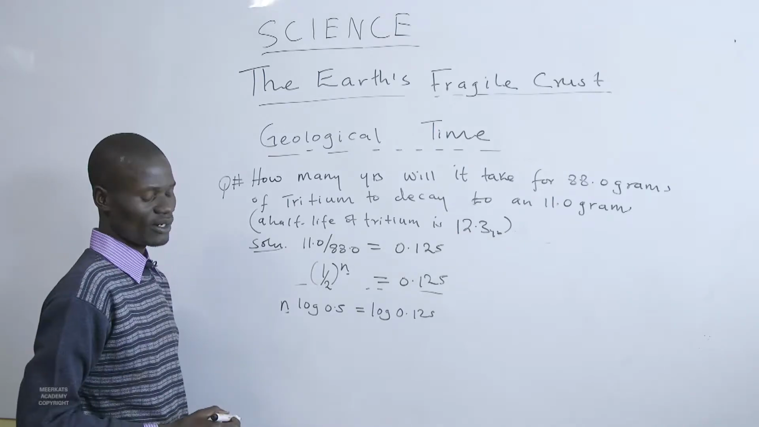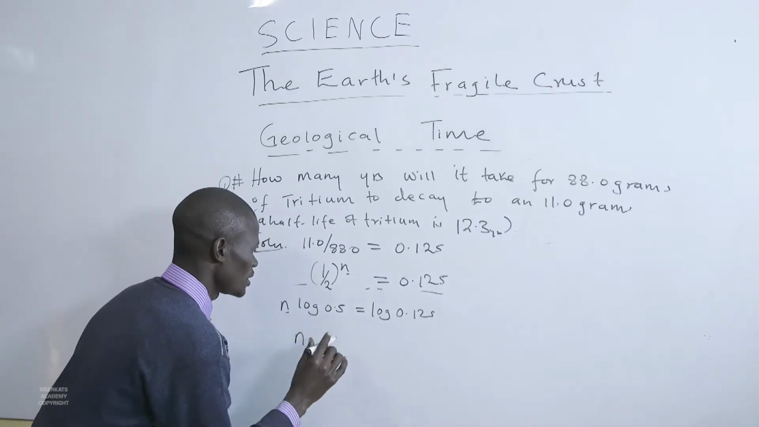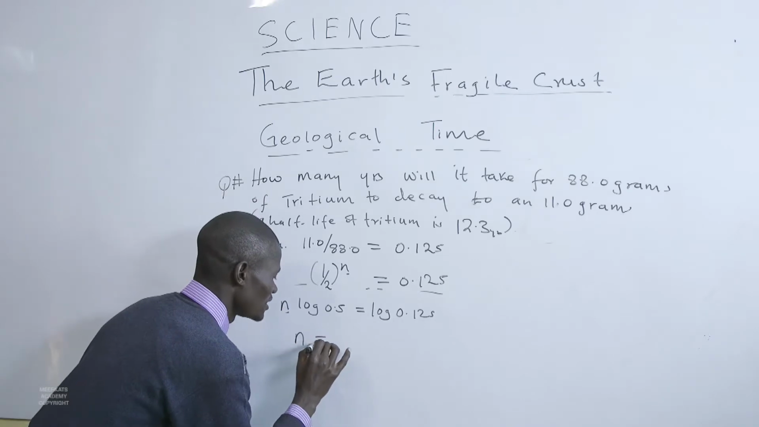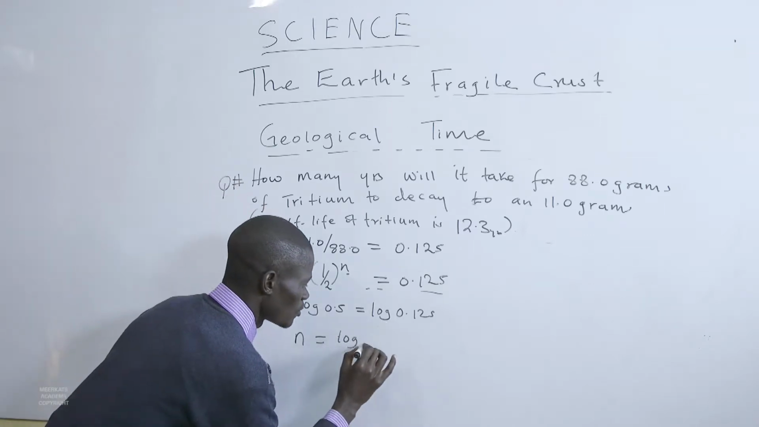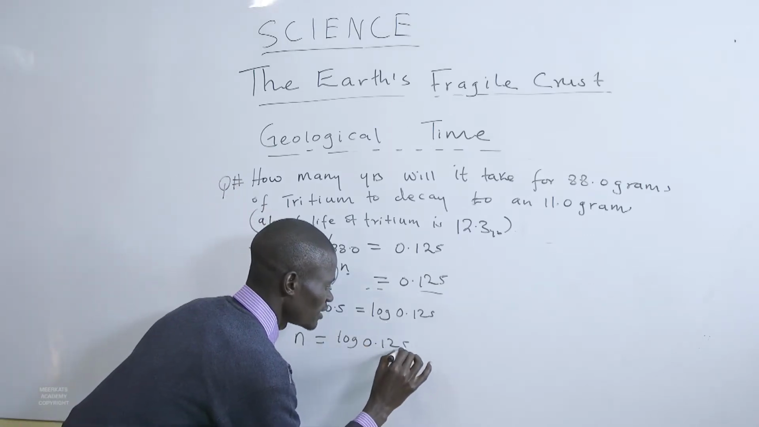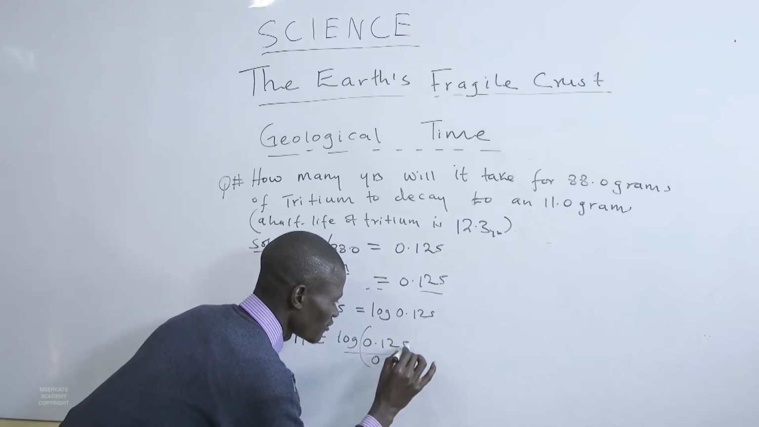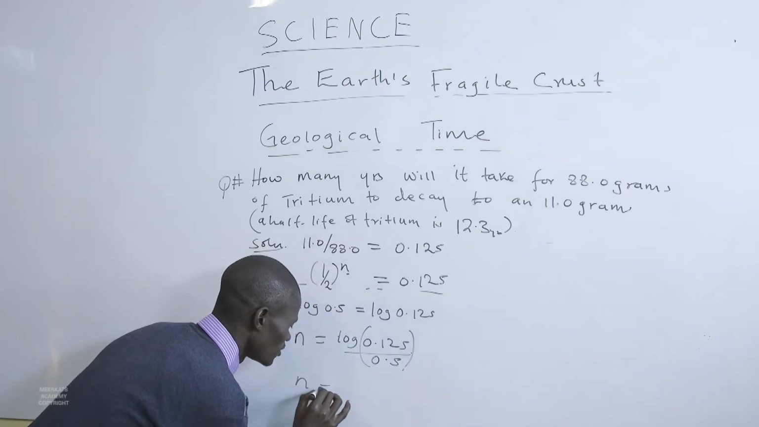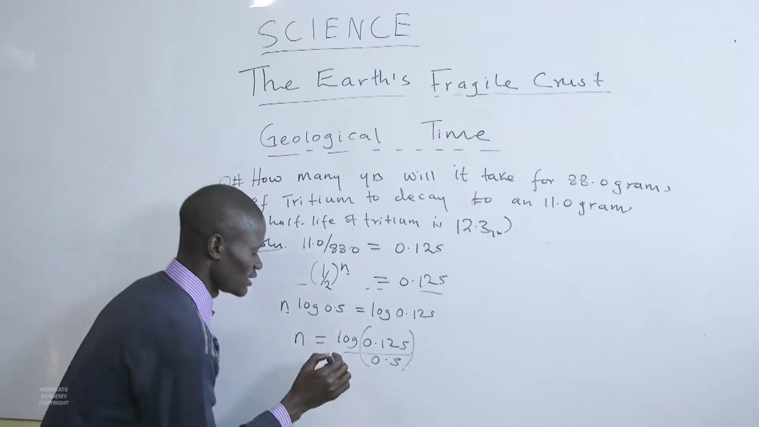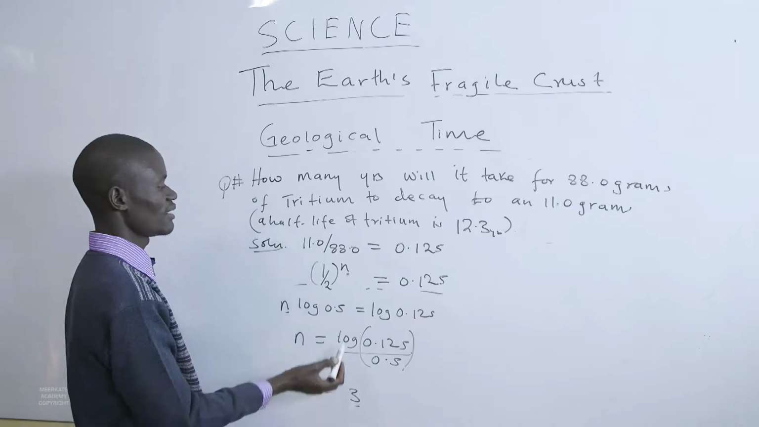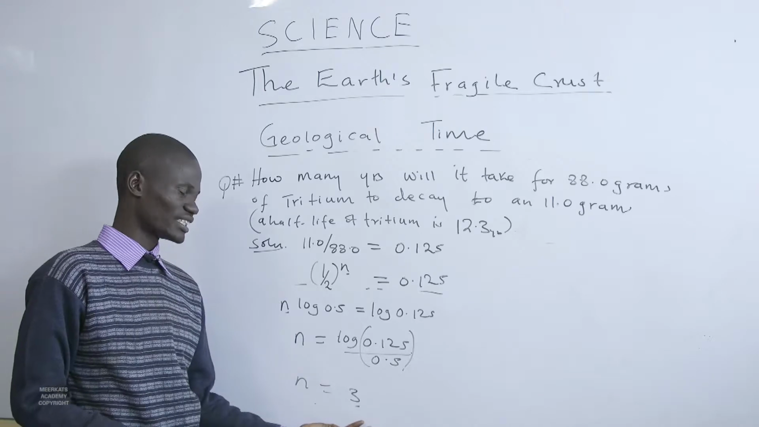Then we want to find the number of n. We'll have to take the log of both sides, and that is log 0.125 divided by 0.5. When we use our calculator, we'll identify that the number of n is 3. That is a constant rate.